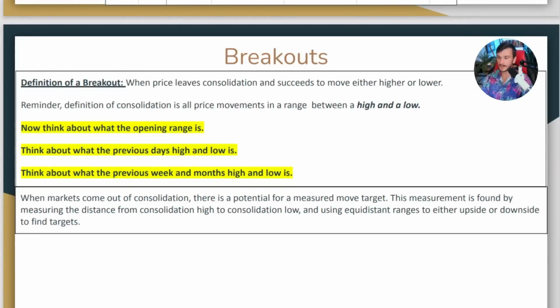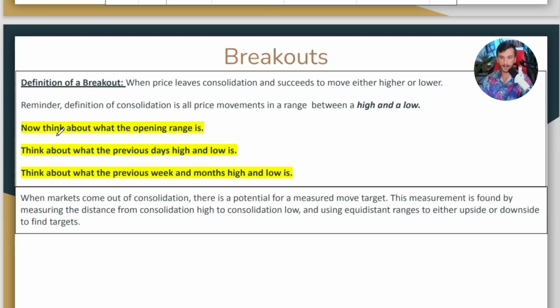All right, let's talk about breakouts. What is the definition of a breakout? When a price leaves a consolidation, it succeeds to move either higher or lower. So if there's a high and a low, a consolidation, and it succeeds to go either higher or lower than that consolidation, and it continues to trend, that is a confirmed breakout.